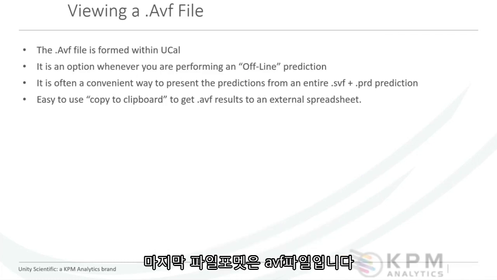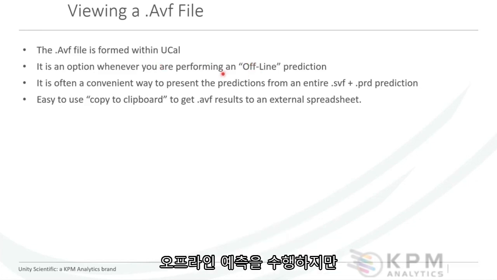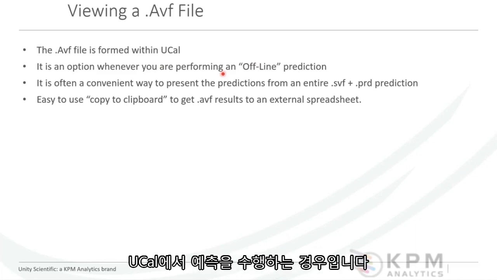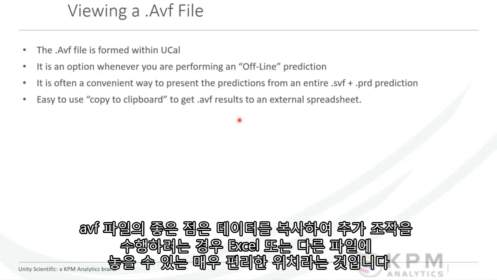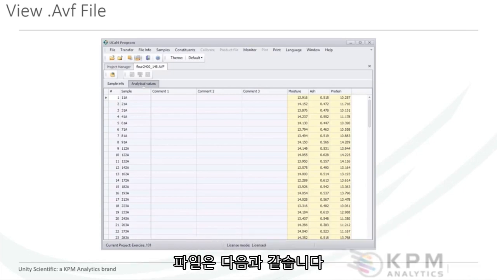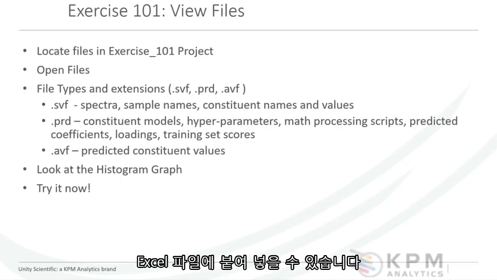And a final file format is your AVF file. This is a predicted file. This is only generated in UCal, not from an instrument. This is when you're doing an offline prediction. So you're making predictions in UCal from an SVF file and a PRD. The nice thing about an AVF file is it's a very convenient place to copy your data and drop it into Excel or another spreadsheet if you want to do additional manipulations. An AVF file looks like this. You can select your data, copy it to a clipboard, and paste it into an Excel file.